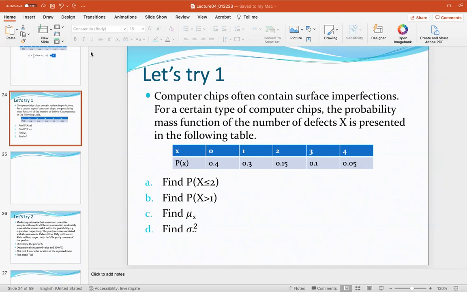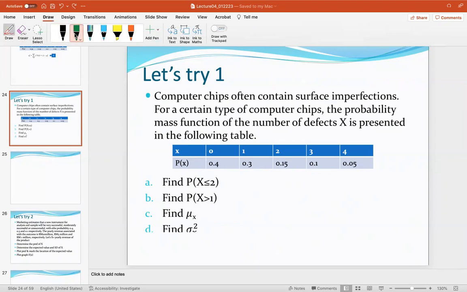Right. So in this case, what should we do? So first, green, your favorite is green. It's quite simple. We know that it's smaller or equal to 2. So therefore, I write X equals 0 plus X equals 1 plus X equals 2. Okay? Then you can get your answer.